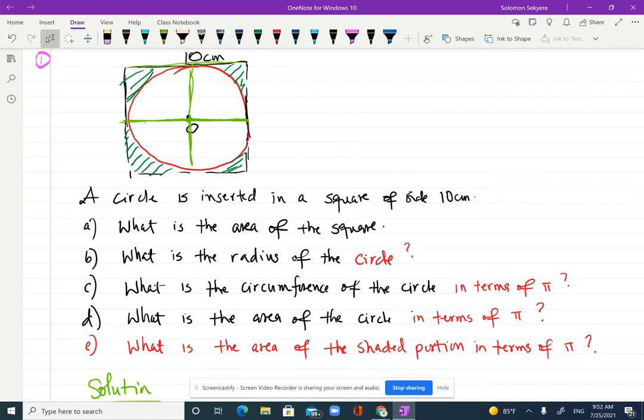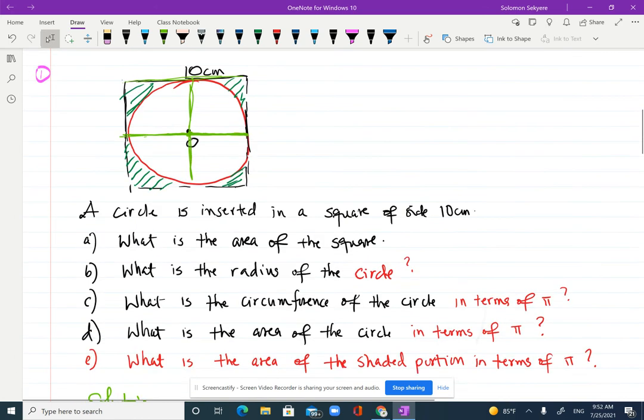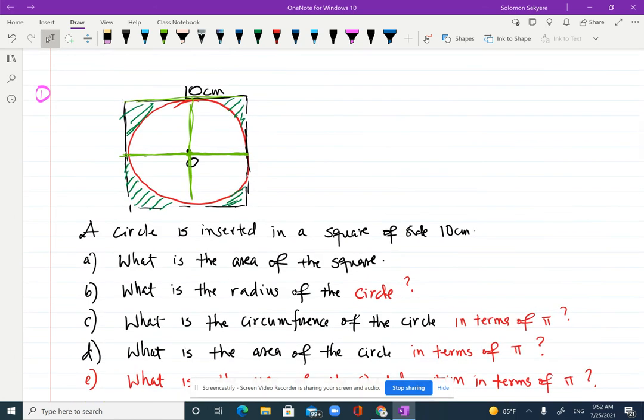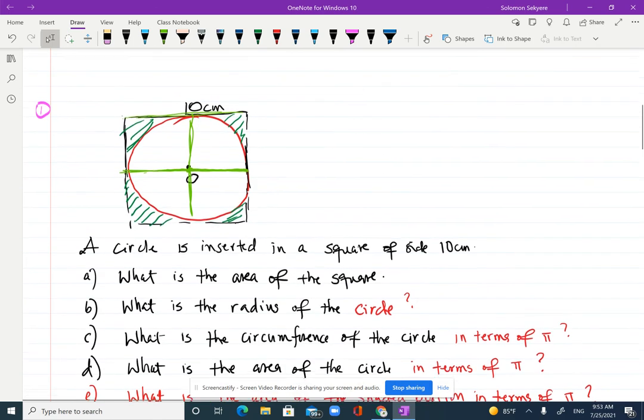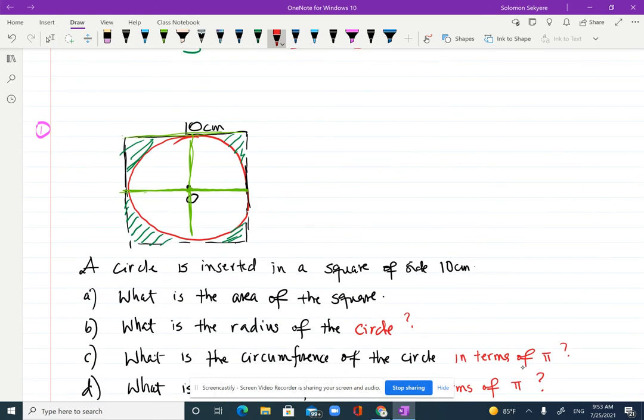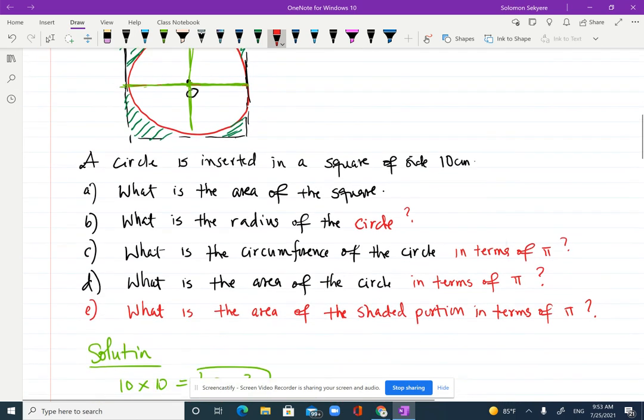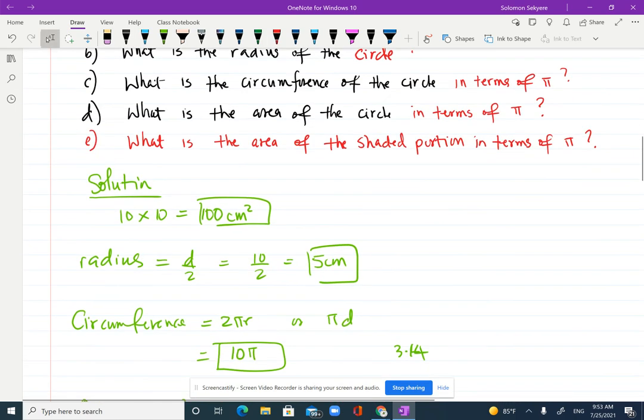Okay, so the area of the square, really easy, is 10 squared. Now we go to the radius of the circle. It's not given, but we can look at the figure and figure it out. If I draw a line from one side of the circle through the center to the other side, it is the diameter, which is also the same as the side of the square. So our radius, which is half of the diameter, is 5 centimeters.